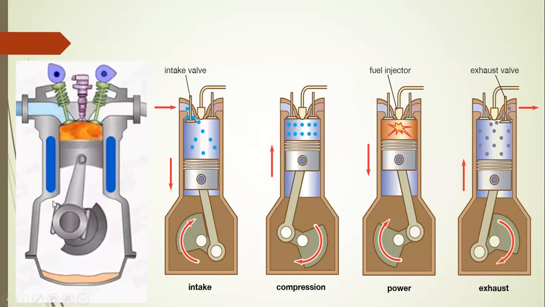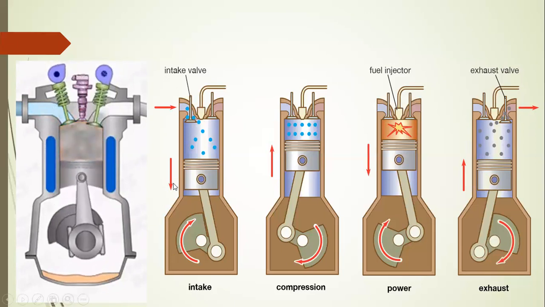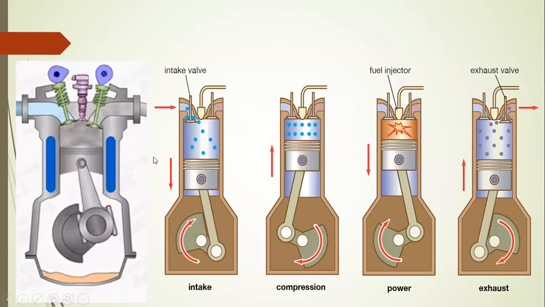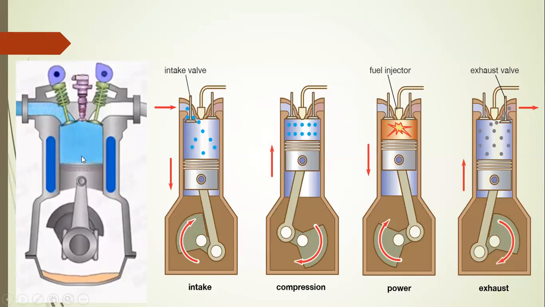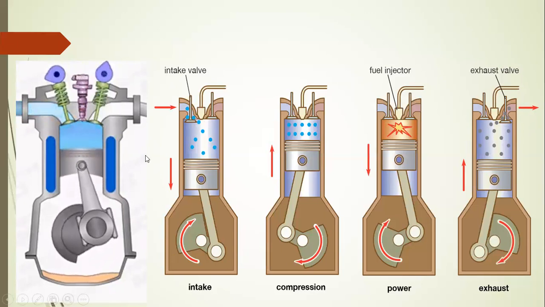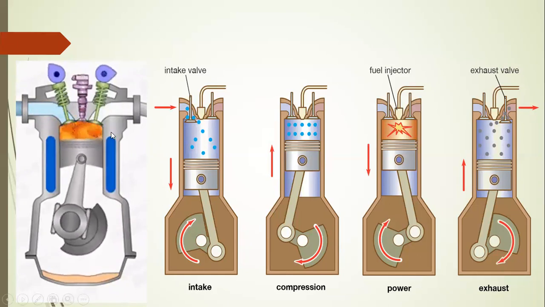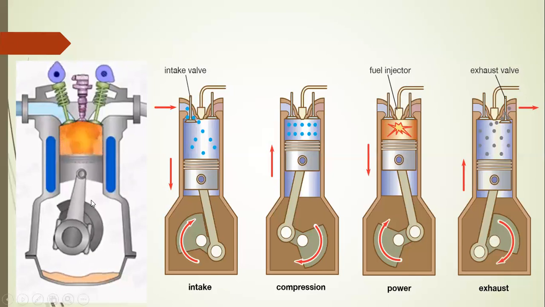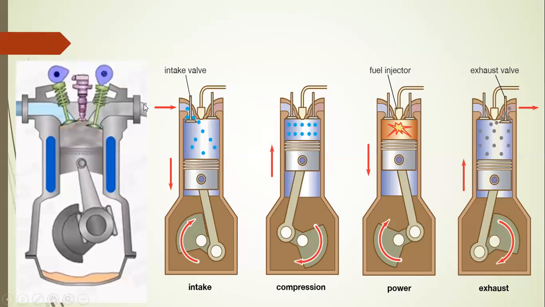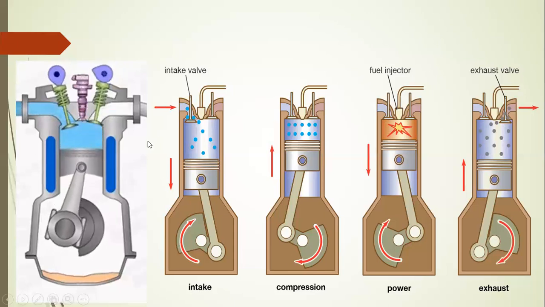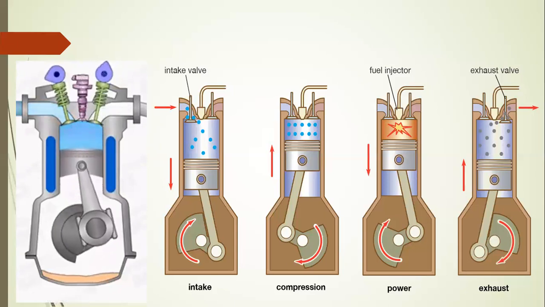Here we will show an animation of the working of a 4-stroke diesel engine. We start from the first point. The suction stroke starts: at intake, the air is drawn into the cylinder. Then the compression stroke starts. Here the fuel is injected, ignites itself, and creates a power stroke. Then the piston moves again in the upward direction and exhaust gases come out from the cylinder. This is the working of the 4-stroke diesel cycle.